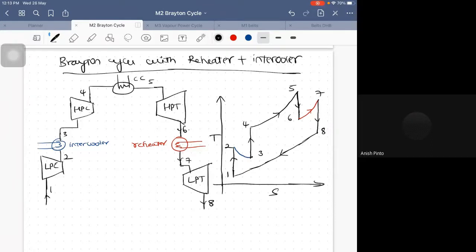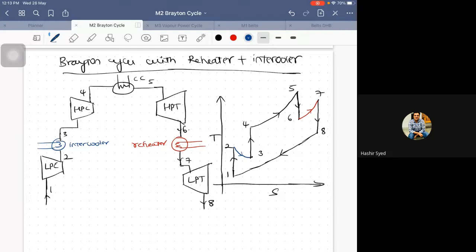Understood? Yes, sir. So this is the essence of thermodynamics, man. See, how beautiful is it? How many of you are enjoying this session? Yes? Very good.